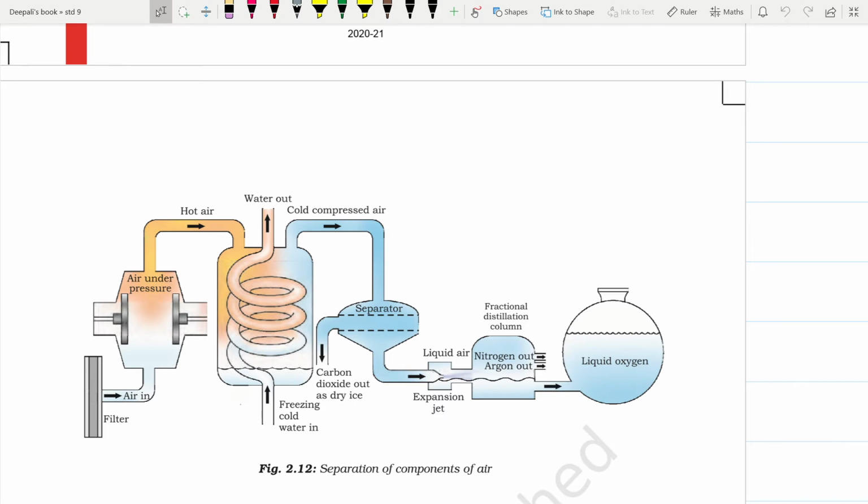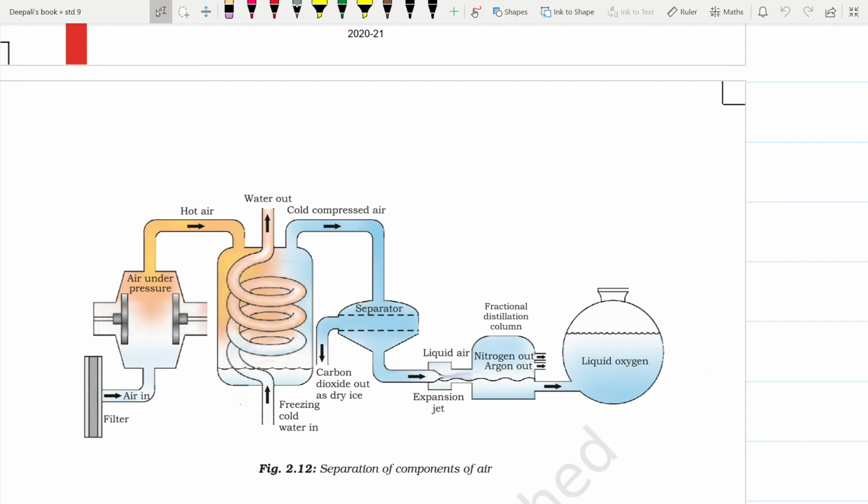Then it goes into a pressure column where the air is under high pressure and heated. The hot air moves up where there is a condenser, and because of that the cold compressed air moves into a separator. Now this separator separates carbon dioxide out as dry ice. Dry ice is nothing but solid carbon dioxide. Then the liquid air will move in expansion jet and move to separate out nitrogen and argon through the outlets.